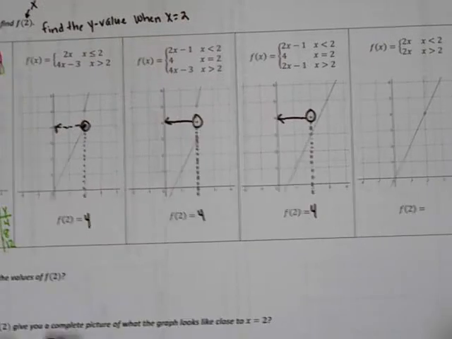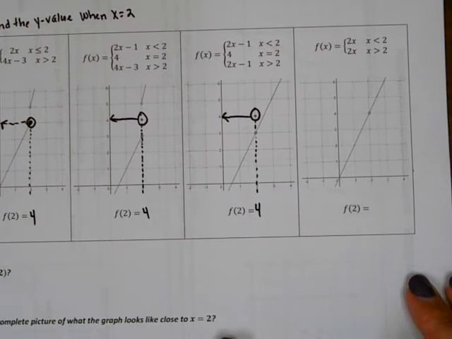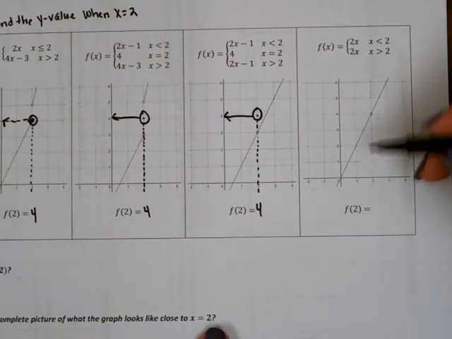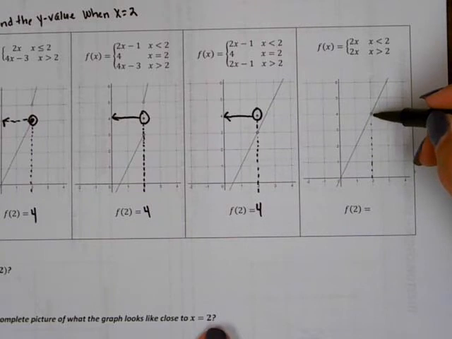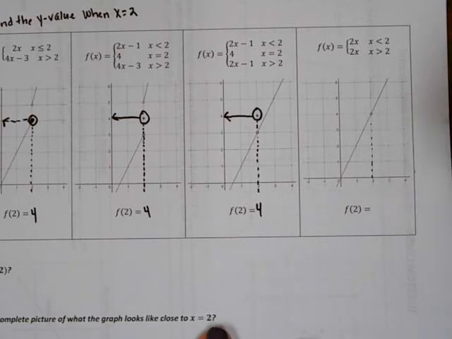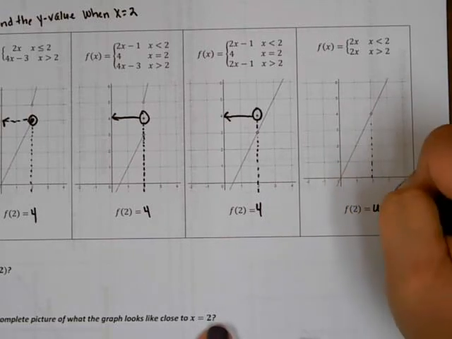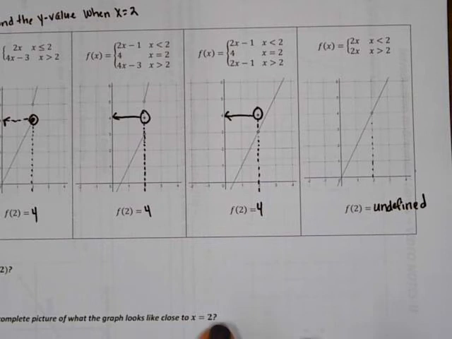We've got one more graph that we have to look at here. So when we try and find the y value when x equals 2, or in other words, f of 2, if I look at this graph, I can see that there's actually no closed circle for x equals 2. There's an open circle here, and then there's nothing above it or below it to actually close it. And so what we say then is that f of 2 is undefined. There is no y value for that particular x value.